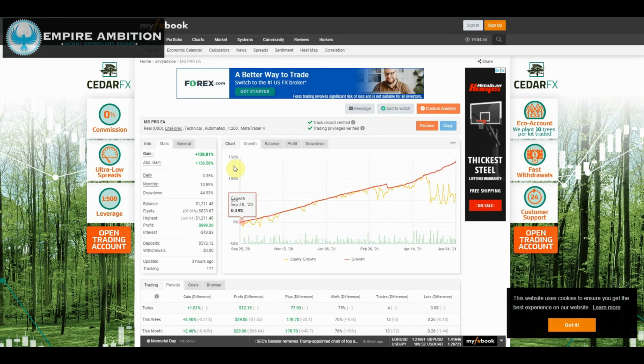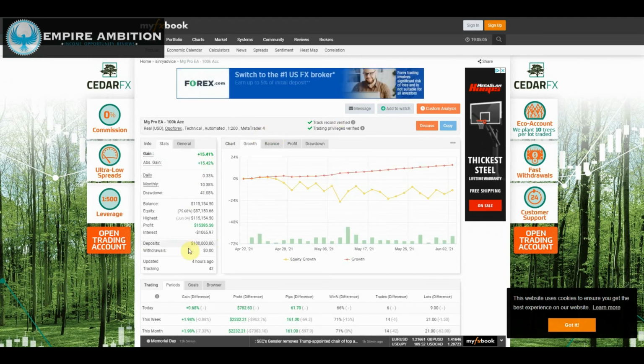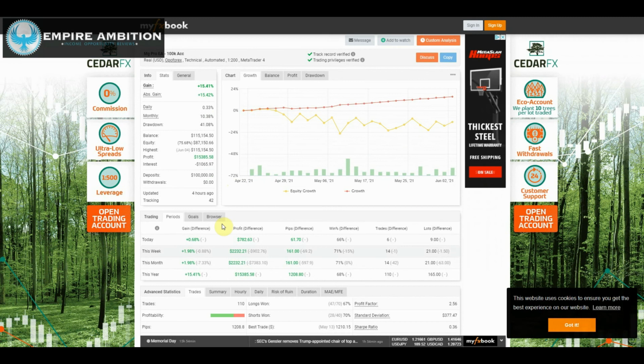And let's see which account this was on. So they deposited $512 into this account, and they're up 138.81%. And let's jump over here. This account has a $100,000 deposit, and this is a real account, and they earned 1.98% this week. And what does that look like in dollar terms on a $100,000 account? $2,232 in 1 week.